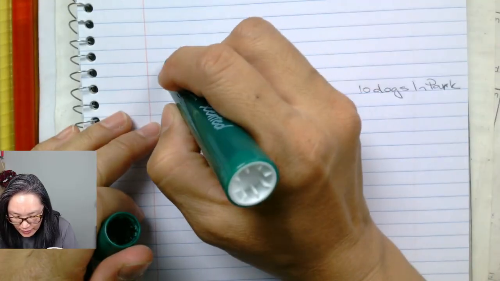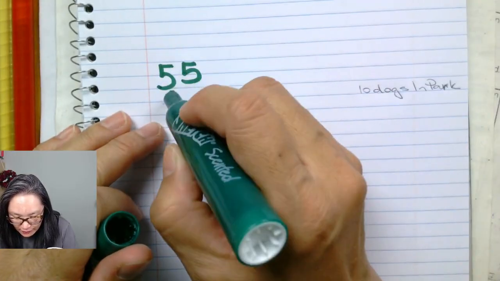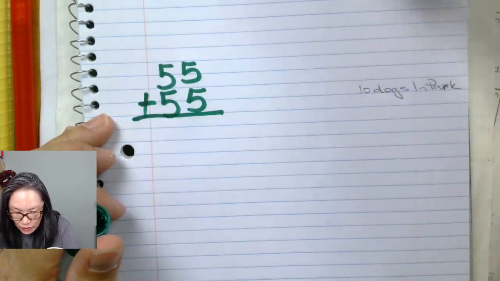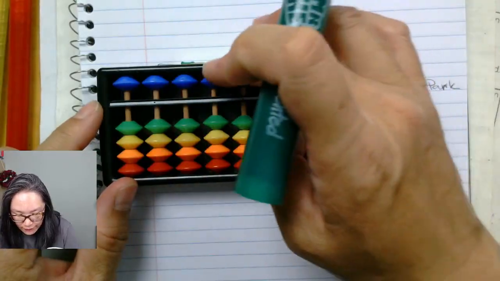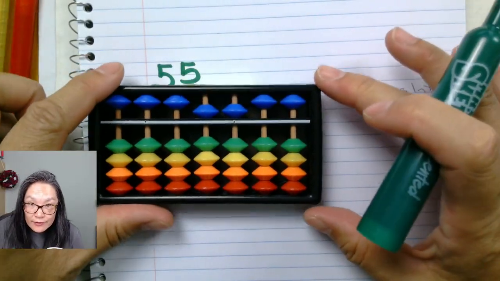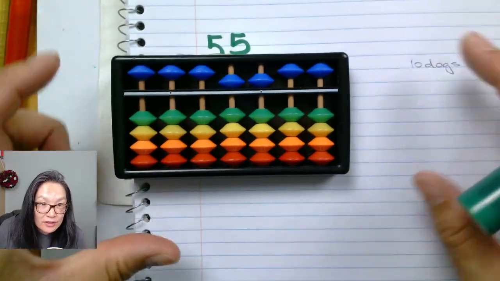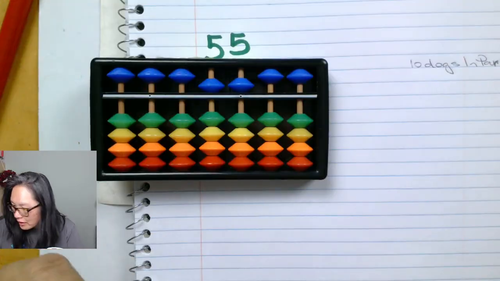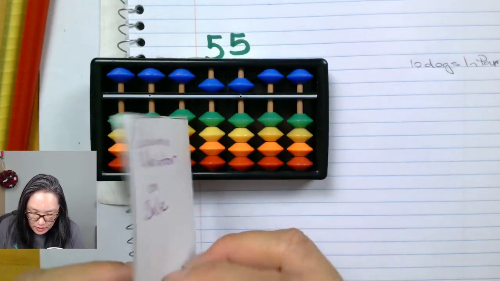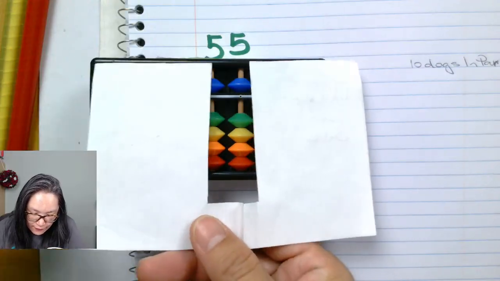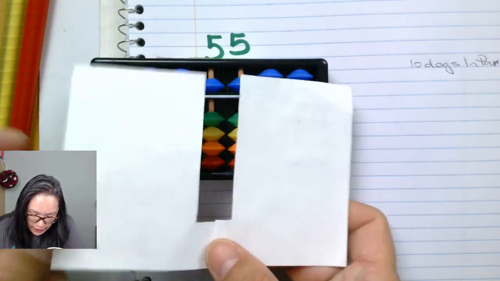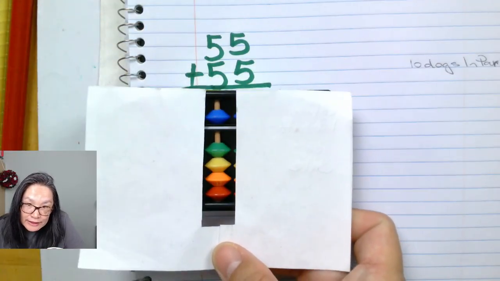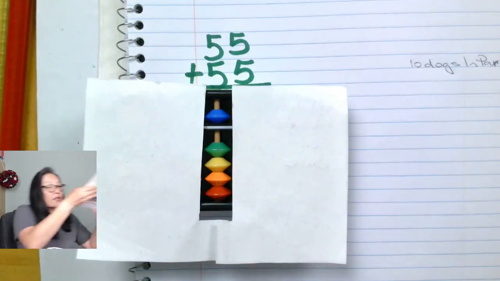So when we look, we have 55 plus 55, and then we're going to add it. The first thing we're going to do is put 55 on our abacus. That's what 55 looks like. When we add 55, what are we going to do? The first thing is we're going to add 5 over here. Can we add the 5? The problem is what?